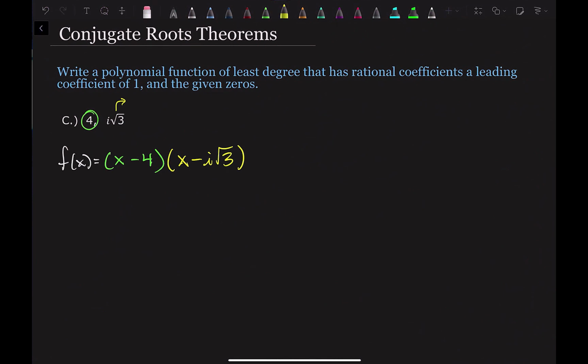The real part is just 0. So it's kind of like 0 plus i root 3. And if I were to create the conjugate of that, it would be 0 minus i root 3, which is the same as negative i root 3. Okay, so when you only have one term, it's kind of like the opposite. That being said, I hope you understand why. And that means that we can just do x minus a negative i root 3 for our last parentheses.